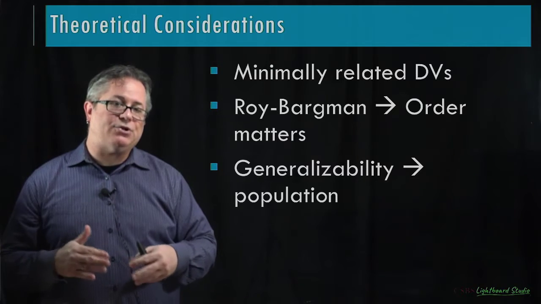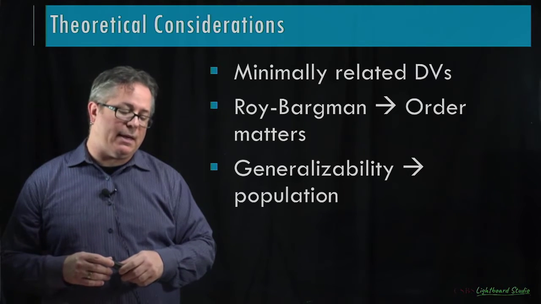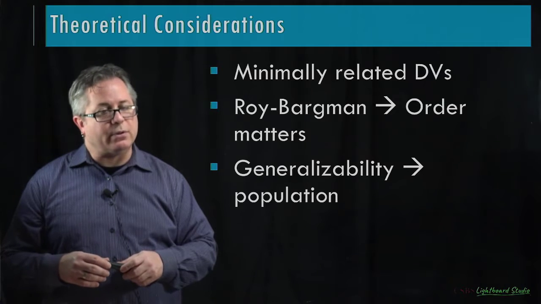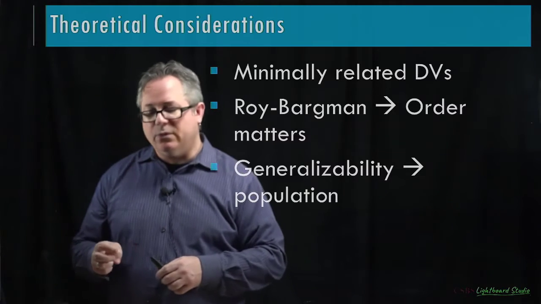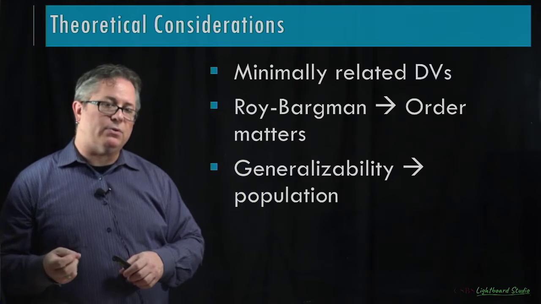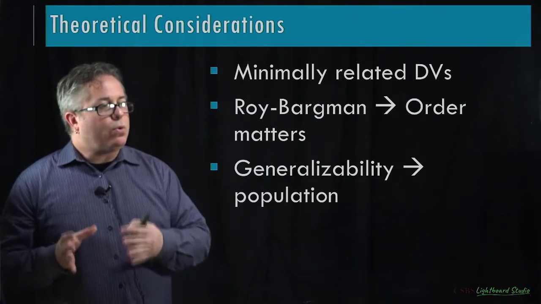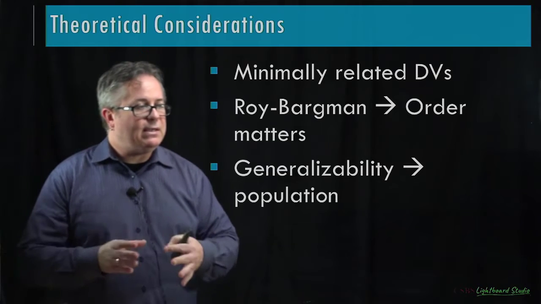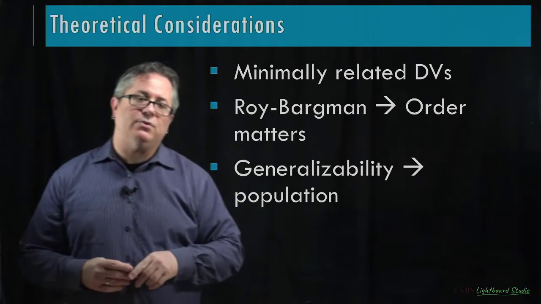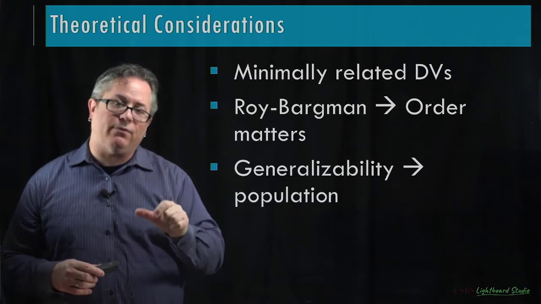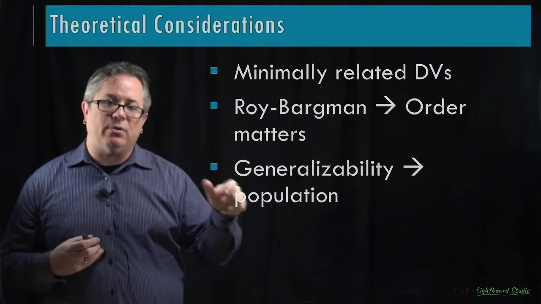And if by chance you happen to have DVs that are correlated with one another, one solution is to use this Roy-Bargmann procedure that we'll talk about shortly, which helps to control for that overlap. The order with which you put the variables into the Roy-Bargmann procedure is going to matter. Your most important variable should go in first, and then second most important, and so on going forward.